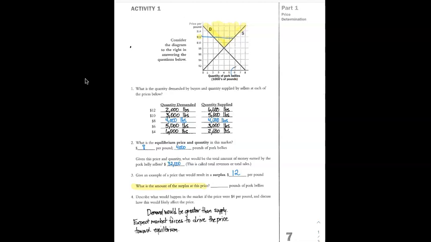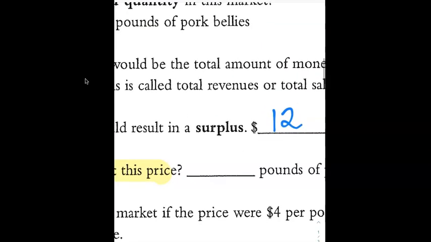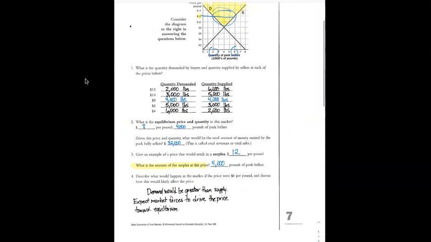So you can see I've drawn the arrow there showing that there's the 6,000, there's the 2,000. We are trying to solve for what is that space I just circled there, and that is 4,000 pounds of pork bellies. That will be the extra that's in the market. So it stands to reason that pork belly sellers are going to need to lower the price to get rid of that surplus.